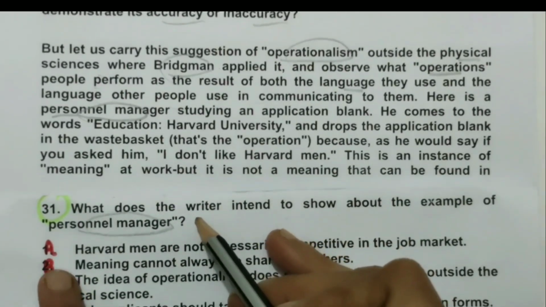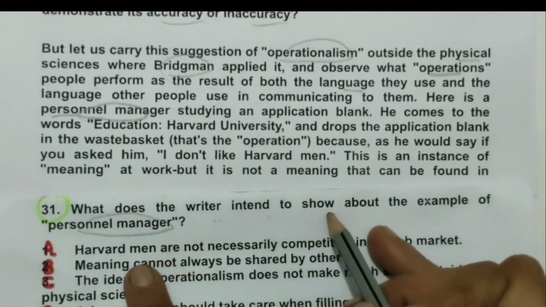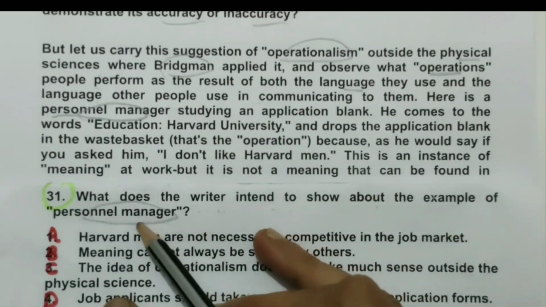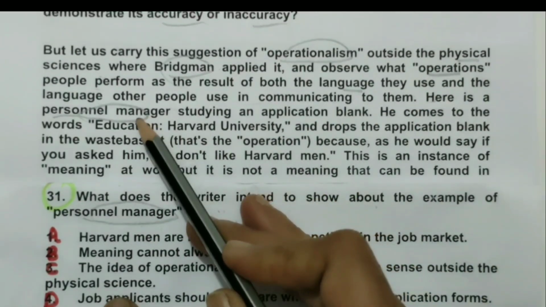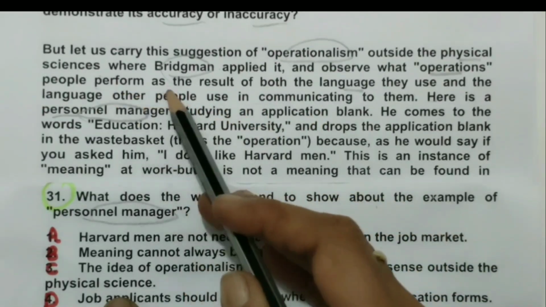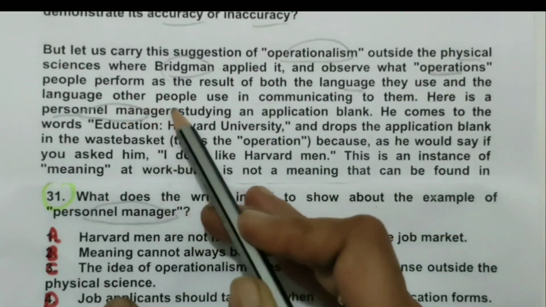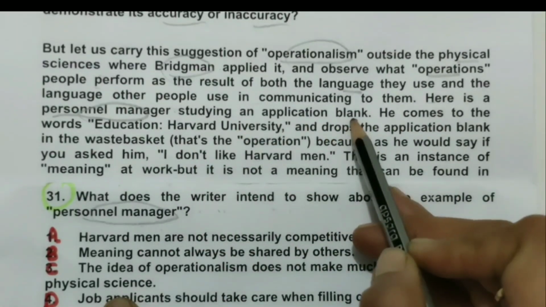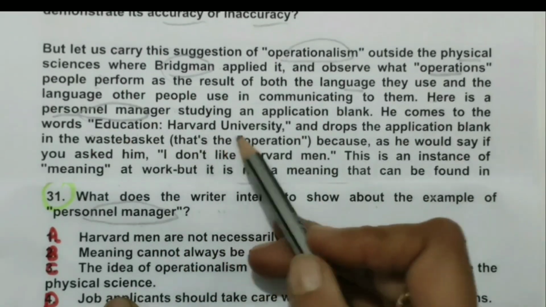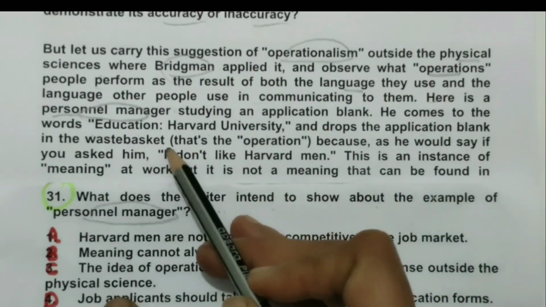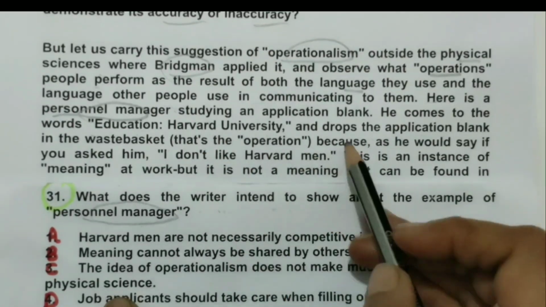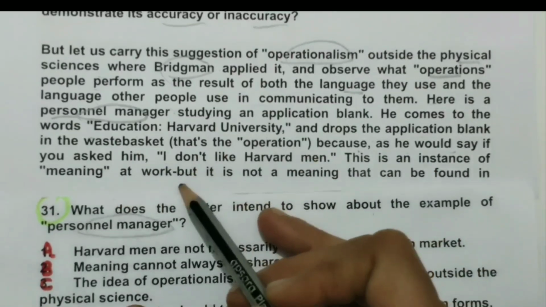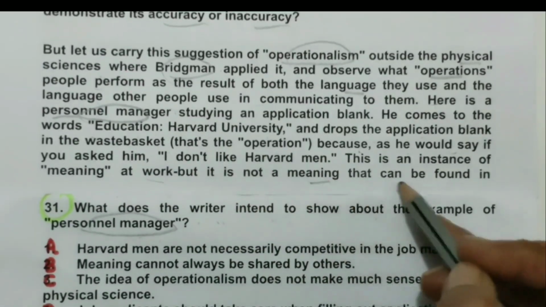See this. Okay, what does the writer intend to show about the example of personal manager? Okay, writer is showing this example. Here is a personal manager. Okay, let's read one more line. People as a result of both language they use and language other people use in communicating to them. Here is a personal manager studying an application blank. Okay, he comes to the words education, Harvard University, and drops the application blank in the waste basket. That is the operation he had done. Okay, because as he would say, if you asked, I don't like Harvard, man, this is an instance of meaning at work, but it is not a meaning that can be found in.